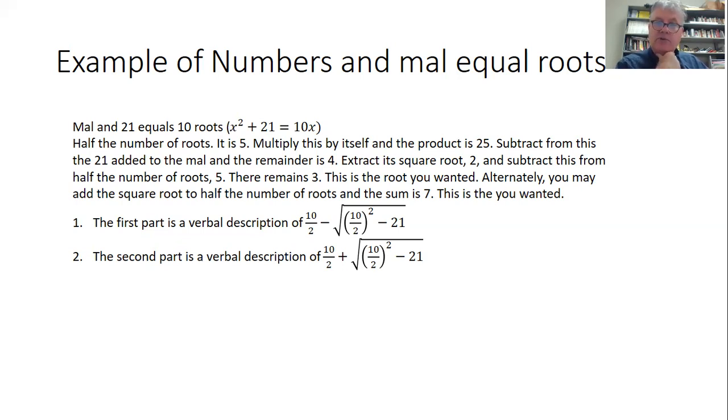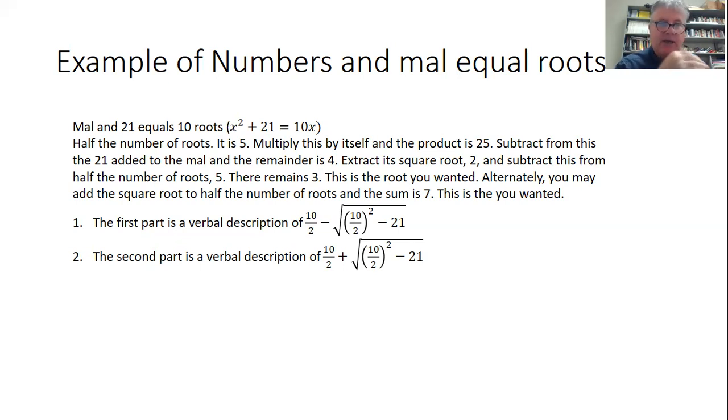Extract its square root, 2, and subtract this from half the number of roots, 5. There remains 3. That is the root you wanted. Alternately, you may add the square root to half the number of roots and the sum is 7. This is the root you wanted. Sorry, I missed out root there.